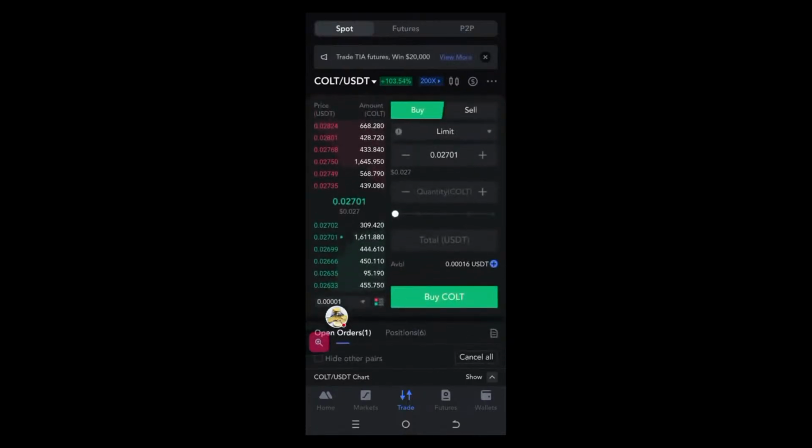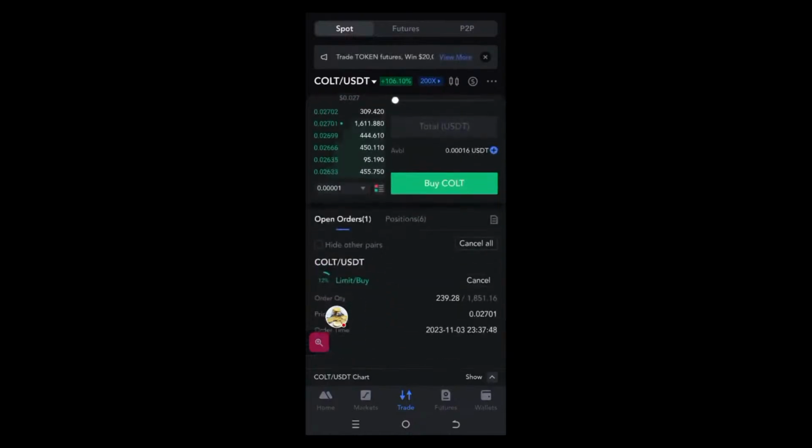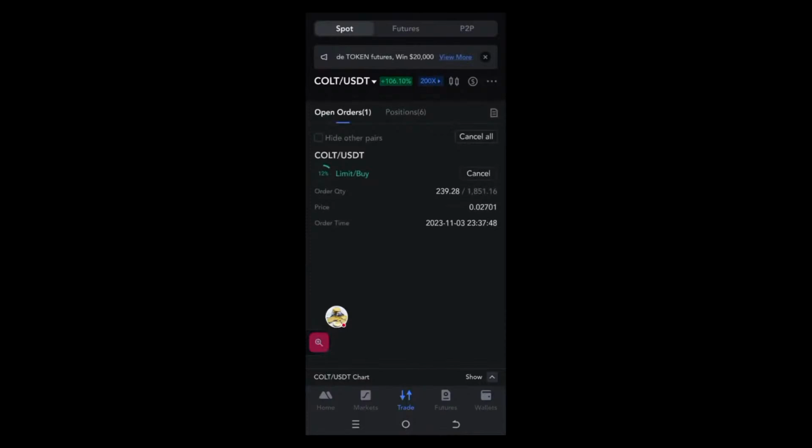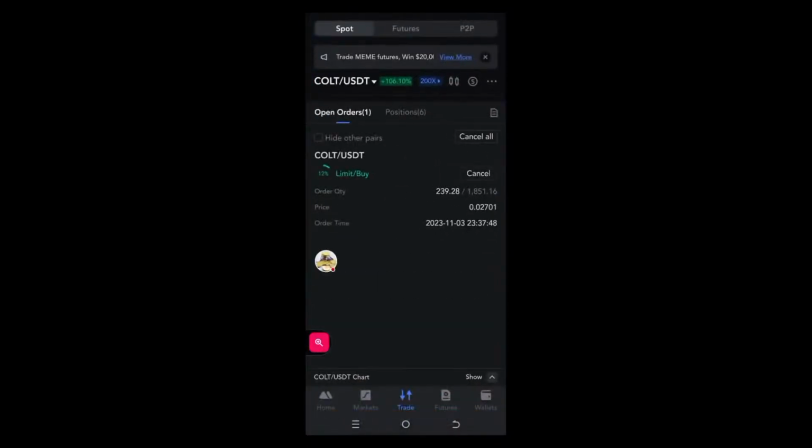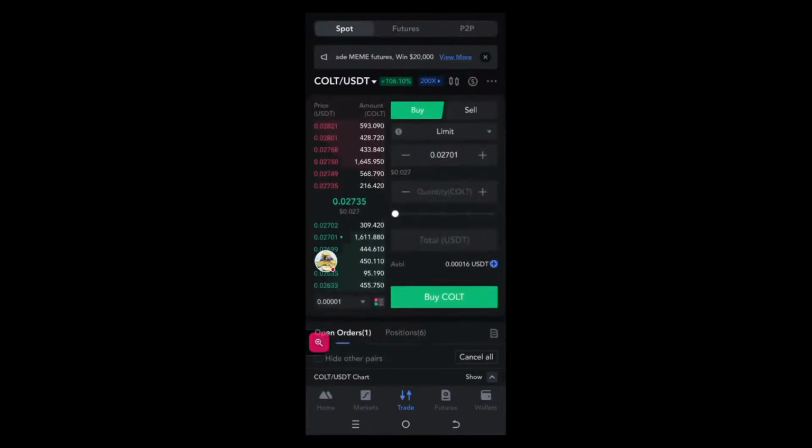What's the higher one? I think the higher one is 2735. Why is it such a high one? I think the reason is that it doesn't even have enough. We're trying to buy 239. Oh, this is it. It doesn't have that much. Only 12%. That was all we could get.